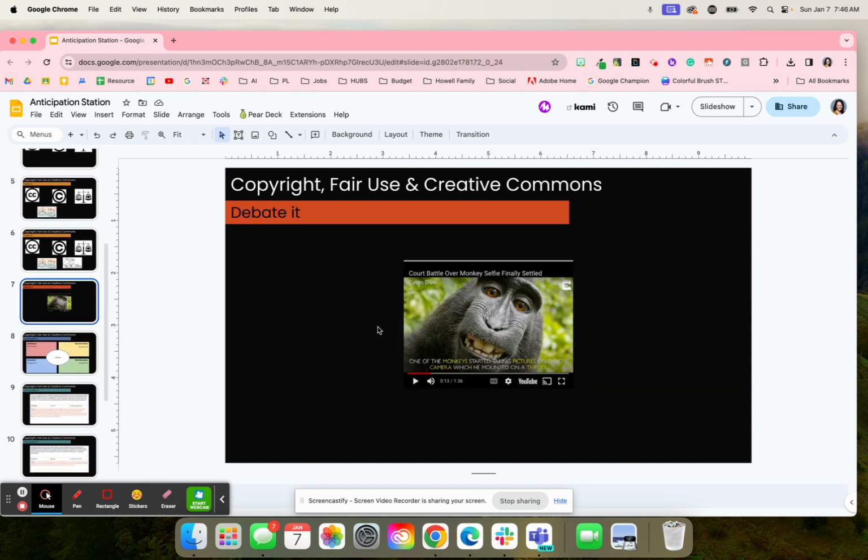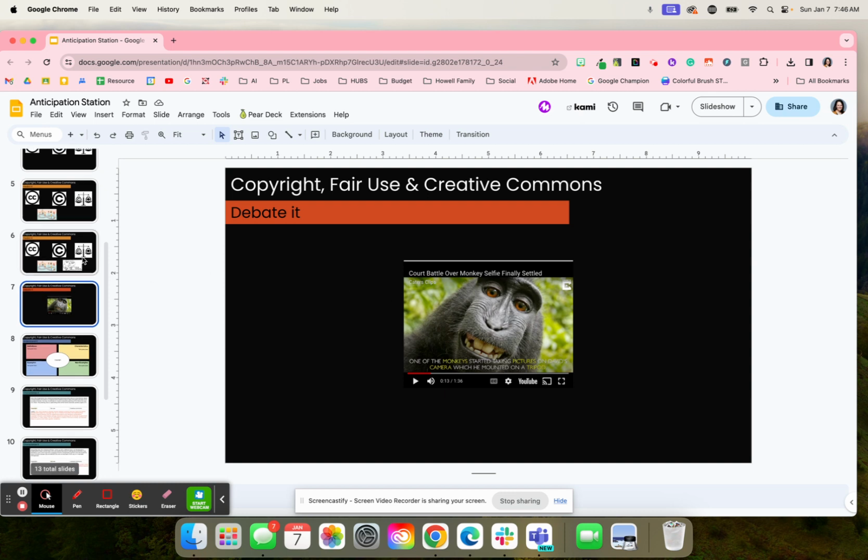Then to debate it, students are going to watch this video. There's a court battle over this monkey selfie. What happened is that there was this person, and his name was David, and he had his camera on a tripod. And he's a photographer. And so the monkey actually took the camera and took a selfie. And there's the selfie that you can see on the screen. So what happened is, does David own this photo or does the monkey?